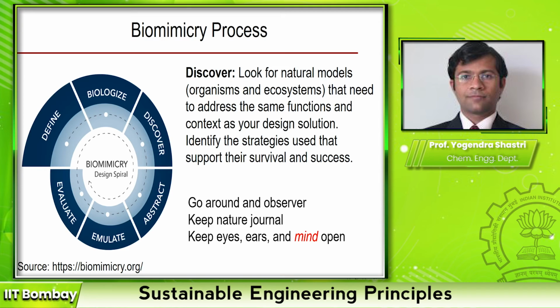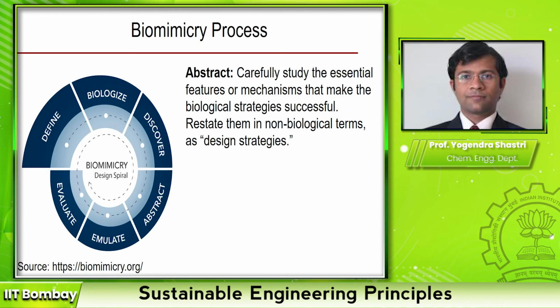So that is the third step of the biomimicry process. The fourth step is that of abstraction, and it says carefully study the essential features or mechanisms that make the biological strategies successful, and restate them in non-biological terms as design strategies. So this is where you actually study the natural system. Once you have identified, okay, these are the two or three things that have similar features, maybe you won't find only one solution. Maybe you will find multiple potential solutions, and you need to find out which is the best one. That you will have to do in the abstraction phase.